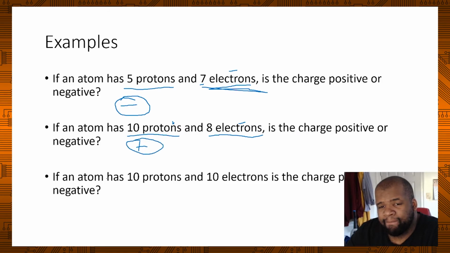And then lastly, if an atom has 10 protons and 10 electrons, is the charge positive or negative? Well, hate to break it to you, but we have 10 and 10. Those are equal. That means this one is a trick question. So what ends up happening is we have a neutral charge. Neutral charges, we typically write them as a 0 charge. It has the charges neutral. All the positives and all the negatives will balance each other out.